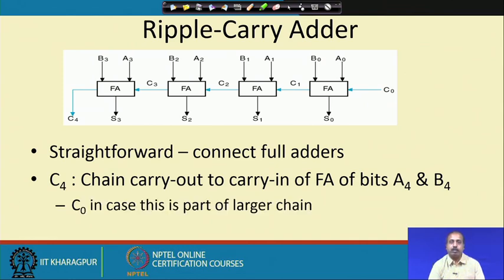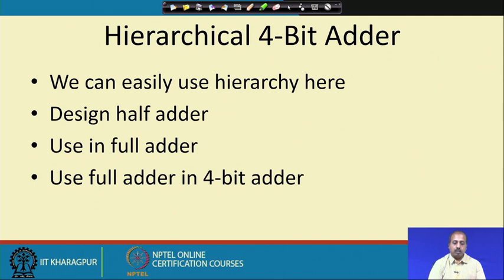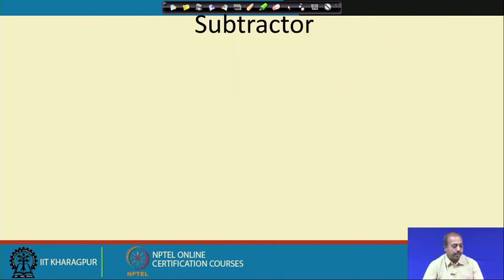So, if it is coming from another such adder, then C0 may be the carry chain output of that adder, otherwise we can just set it to 0. Now we can see the hierarchy. For the 4-bit adder, we can first design the half adder, use that half adder to design the full adder, and then use these full adders to get the 4-bit adder. So, that way we have a clear-cut hierarchy in the adder design.